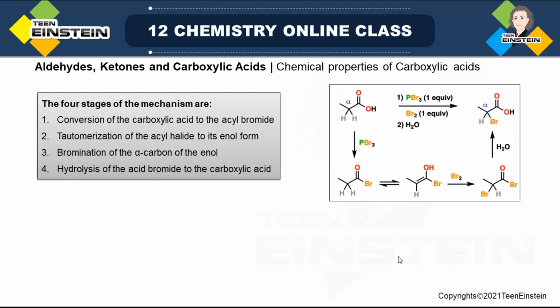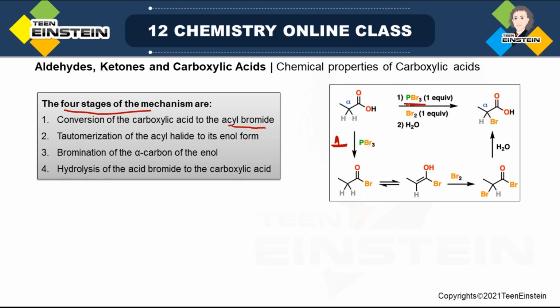Now we will see the mechanism. There are total 4 stages if you consider the mechanism. The first stage is conversion of carboxylic acid to acyl bromide. So this is the first step. And the first step is occurring in presence of this phosphorus reagent.